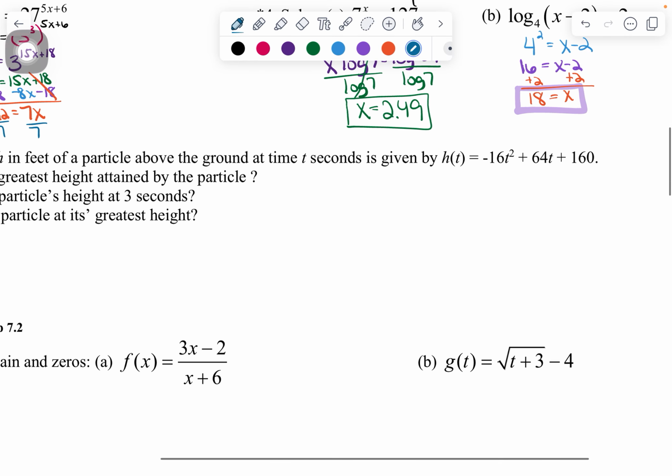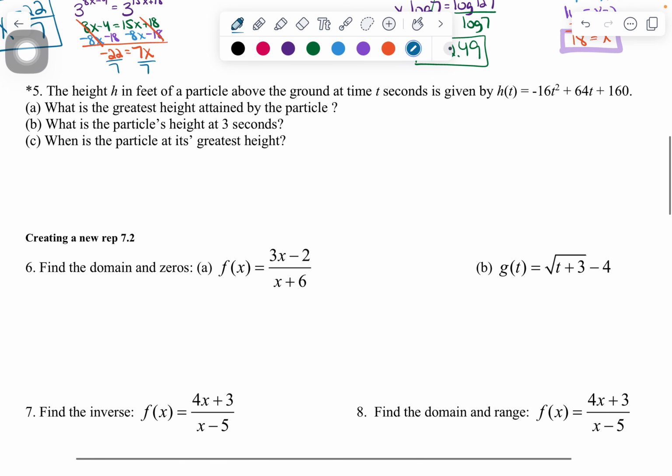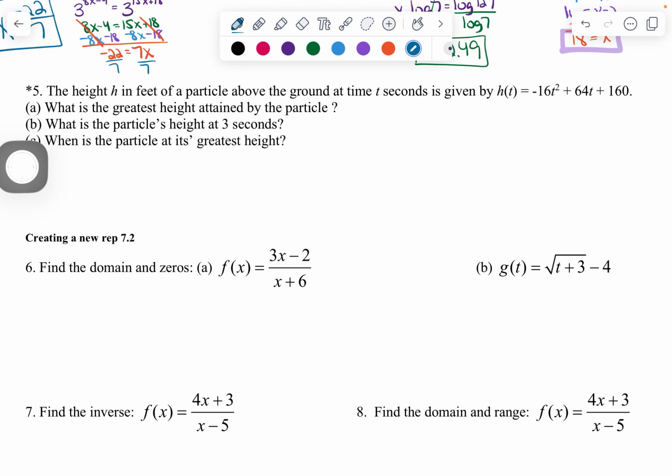Number 5 is a little bit of a word problem here. The height, h in feet, of a particle above the ground at time t seconds is given by this equation. We've got a bunch of information that we want. What is the greatest height? What is the particle's height at 3 seconds? And when is the particle at its greatest height?